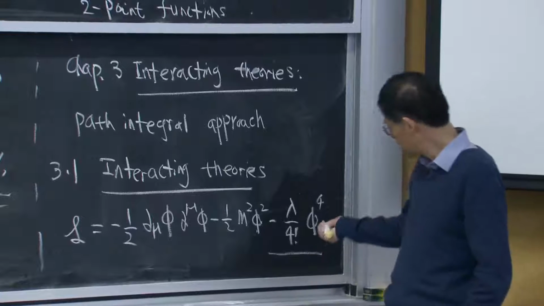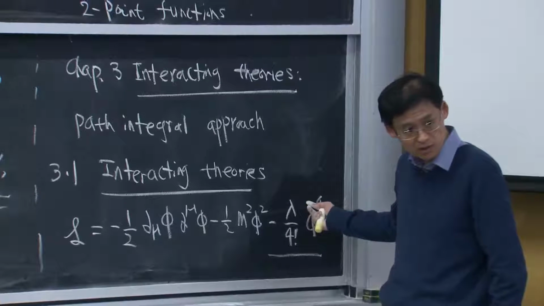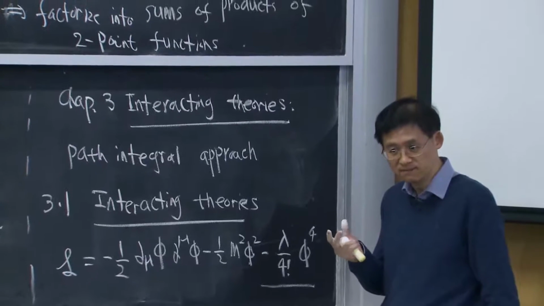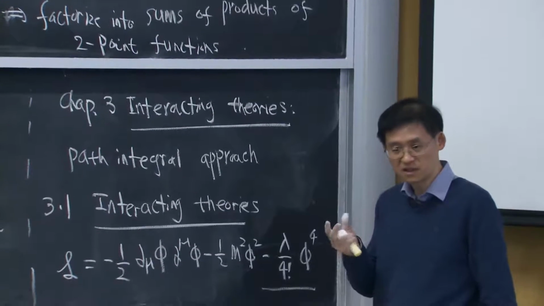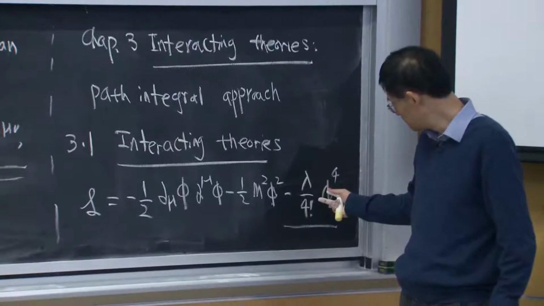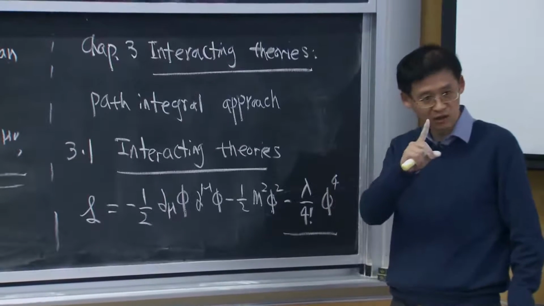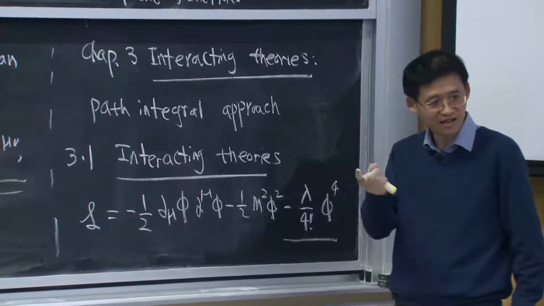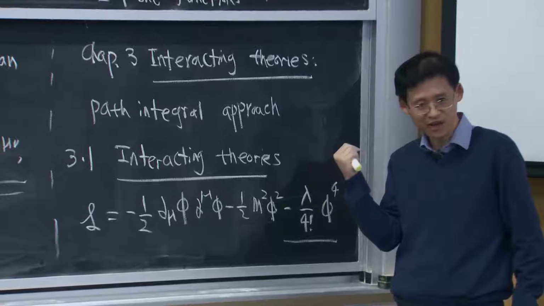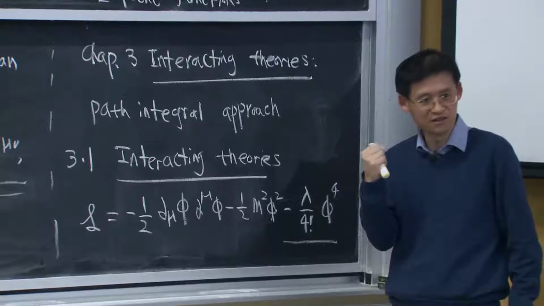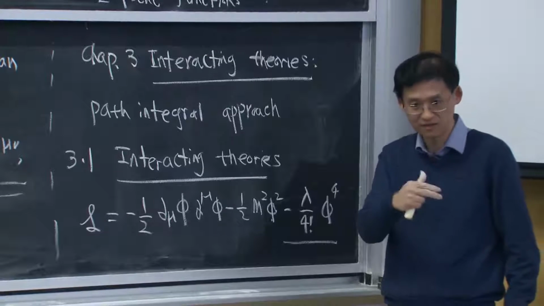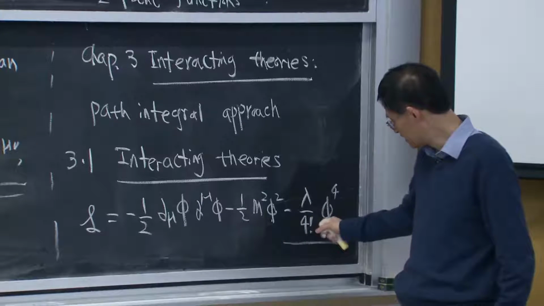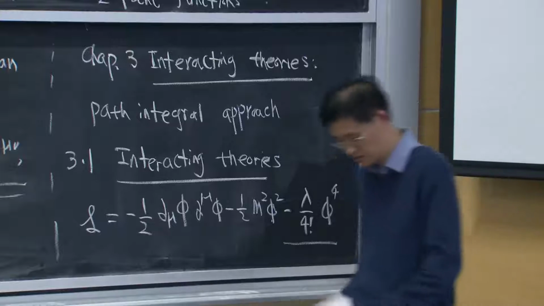You can also add phi to the power 3, but phi to the power 3 is a little bit sick. It's because phi cubed doesn't have a definite sign. And so the phi cubed theory does not have a well-defined energy. Your energy can go arbitrarily negative, and so phi to the power 4 is the simplest interacting theory with a well-defined energy.